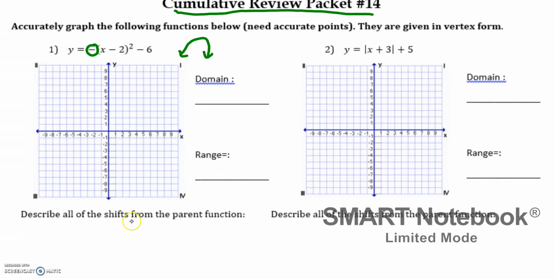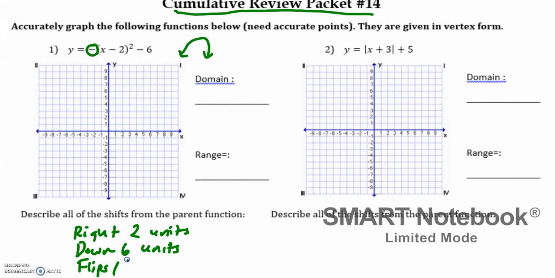In terms of shifts, if I see x minus 2 in the parentheses, this is always opposite of what you think. So this parabola is going to move right 2 units. The minus 6 on the outside means we're going to be moving down 6 units. And the negative in front means you're flipping or reflecting over the x-axis.